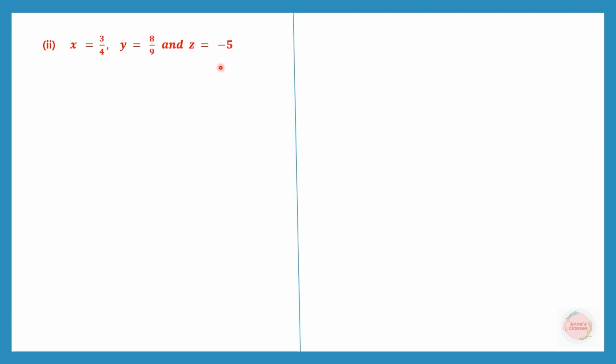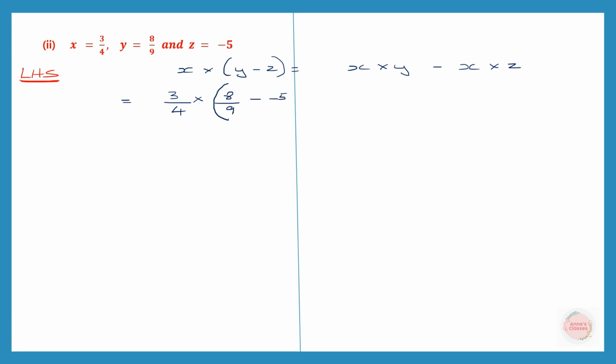Question 2. Here also we have to show that verification. That is x into y minus z, we have to show that it's equal to x into y minus x into z. Again, let's substitute all the values here. This is the left hand side that we are working out now. LHS is left hand side. So x is 3 by 4, 3 by 4 into, now y is 8 by 9. So let's write that 8 by 9 minus z is minus 5.